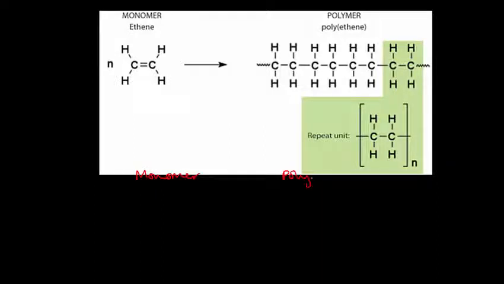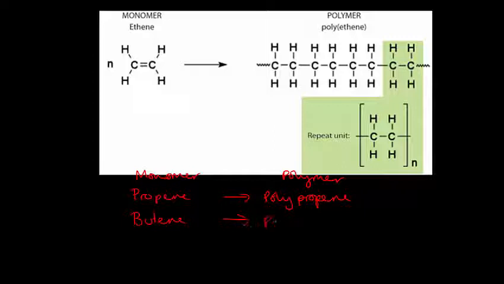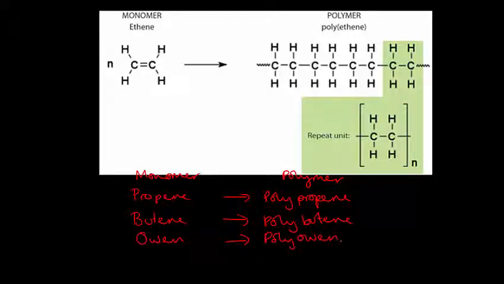So you need to be able to name polymers if you know what the monomer is called. And it's really, really easy to do that. For example, propene turns into polypropene. We just put poly on the front of it. Butene becomes polybutene. If we had a load of enes and we stuck them together, what we would get is polyene. So you just put poly in front of whatever the base unit is that's repeating.